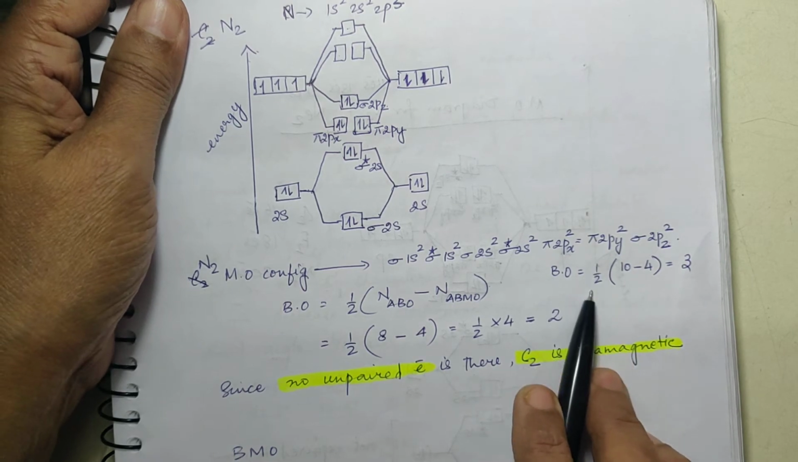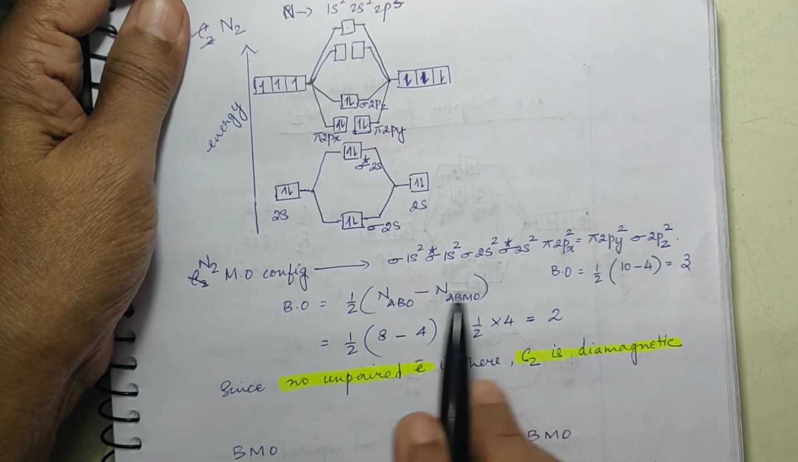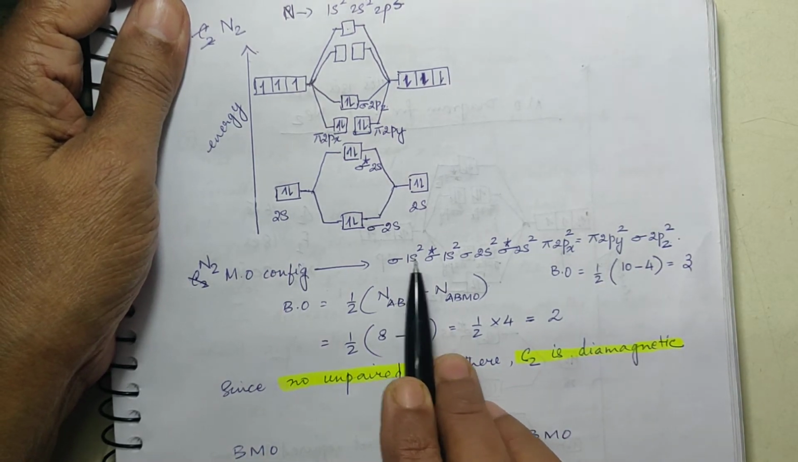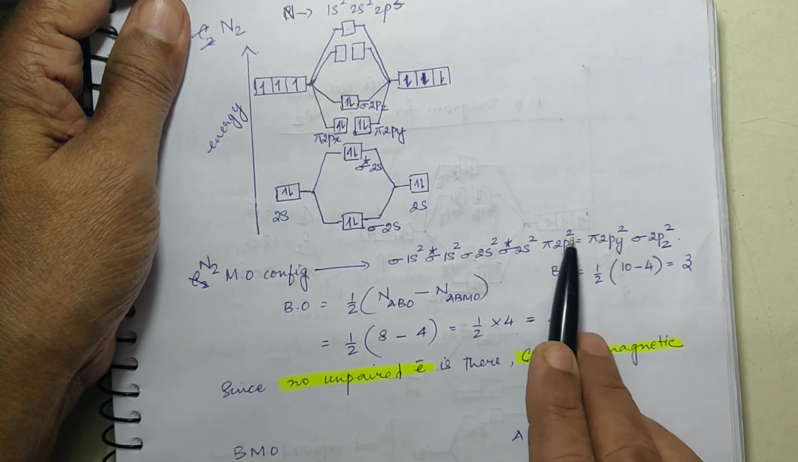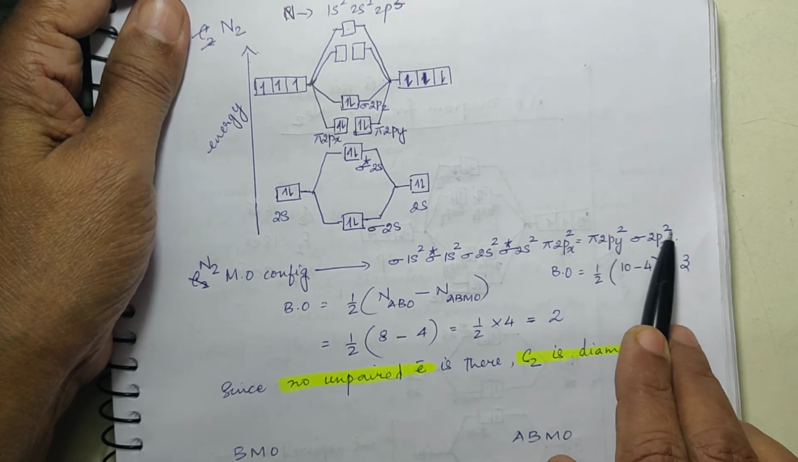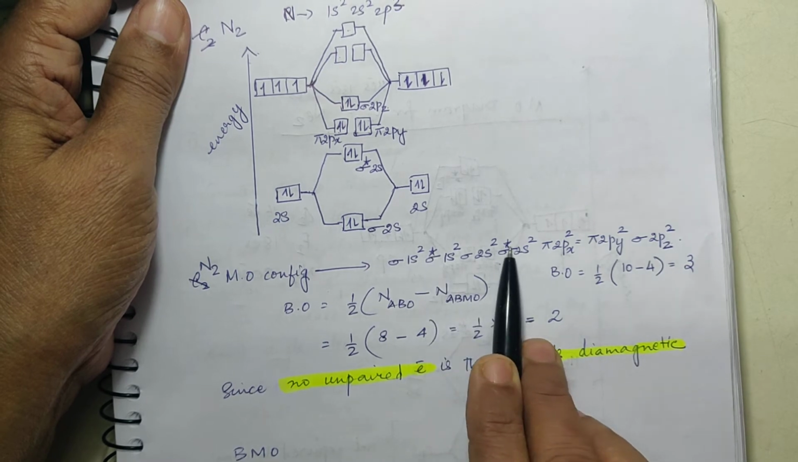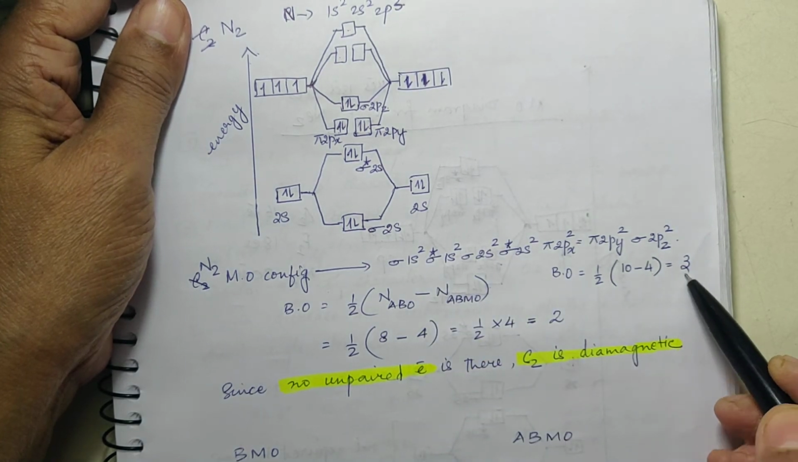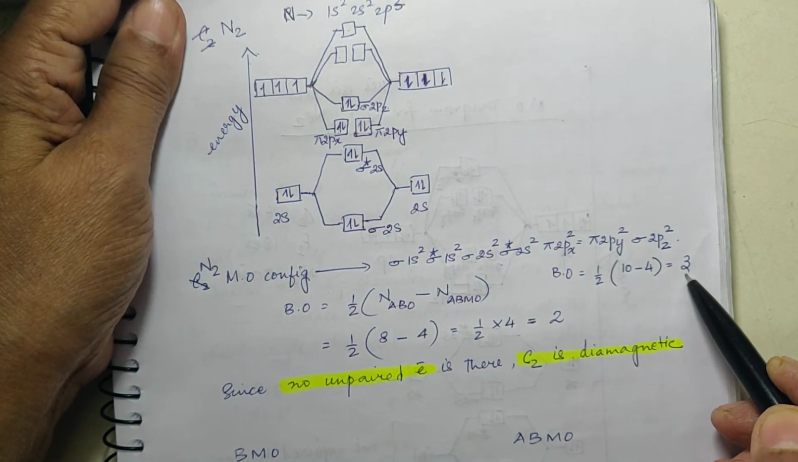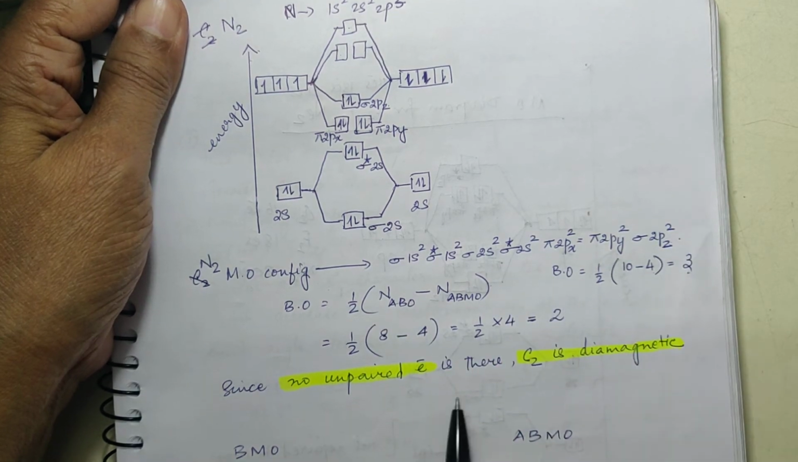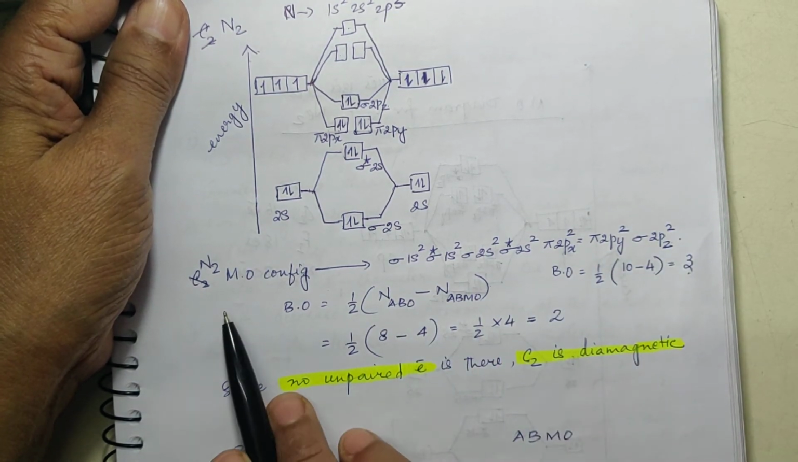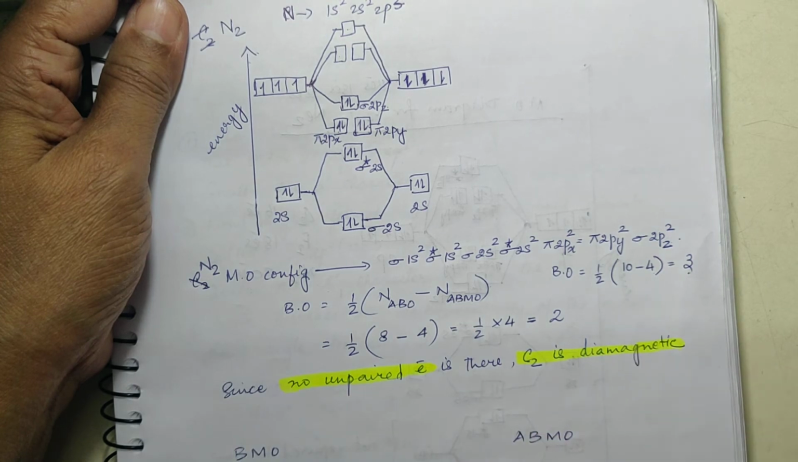So bond order will be half of 10 minus 4. How 10? 2, 2 plus 2 4, 4 plus 2 6, 6 plus 2 8, 8 plus 2 10, and 2 plus 2 4. So 10 minus 4 is equal to 3. So bond order is 3. And here again there is no unpaired electron. So nitrogen will be diamagnetic.